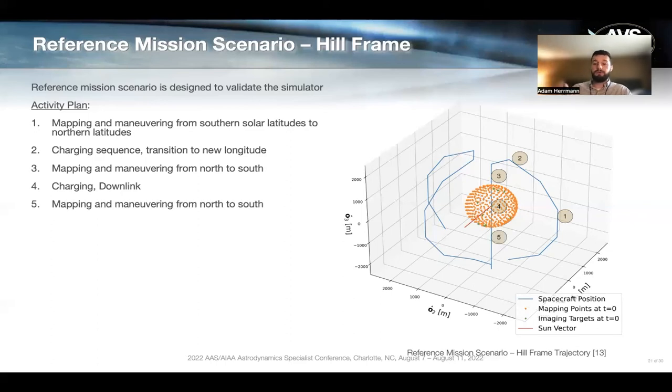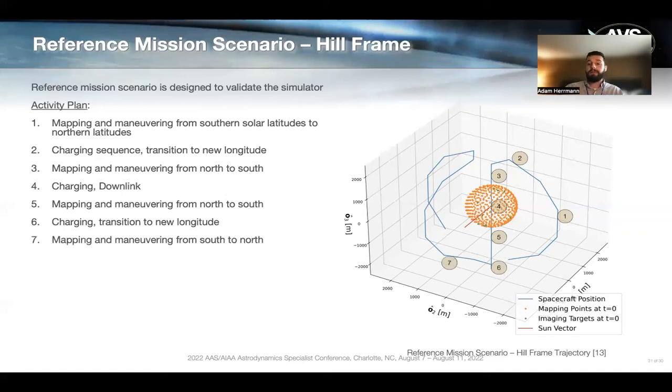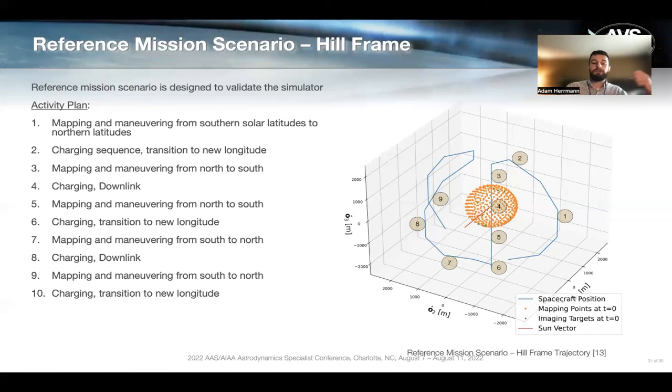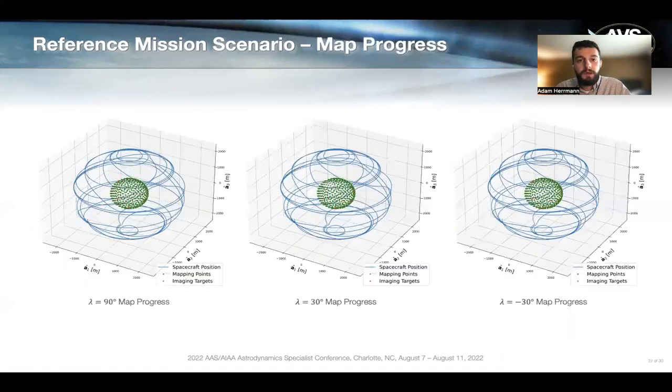mapping again from north to south, do another charging and transition maneuver here, and then we start our mapping over again. Once more, about halfway through, we have to charge and downlink. Then we charge, transition, continue the mapping, then we charge and transition to the last solar longitude, where we do maneuvering from north to south, and we image the entire way down in between maneuvers.